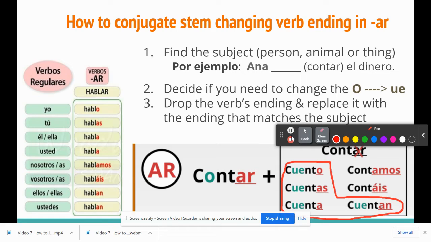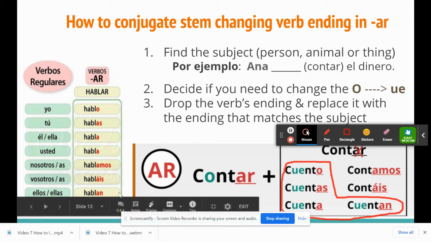All right. So now, one more thing that I want you to do. I would like you to compare, okay, the endings in this column for hablar. Look at the column for hablar. Look at all the conjugations, the verb endings that are in red, and compare them to the verb conjugation endings that are here for contar.